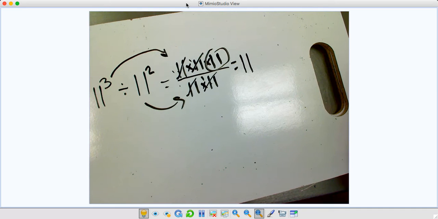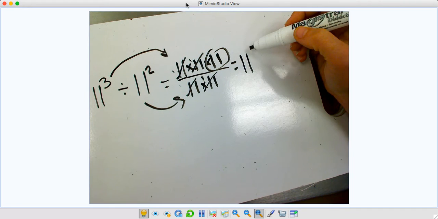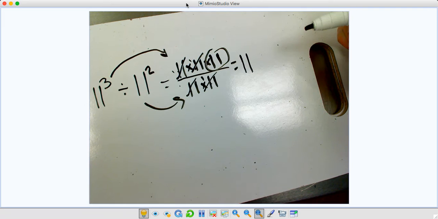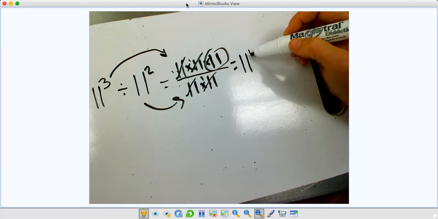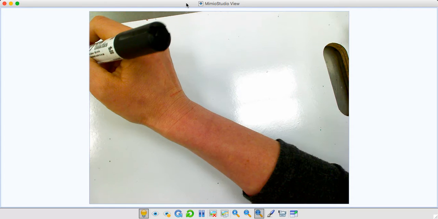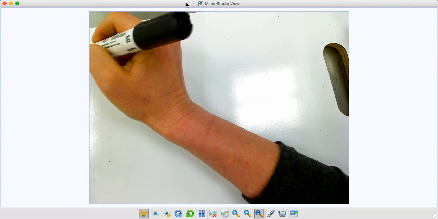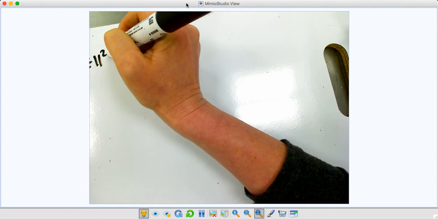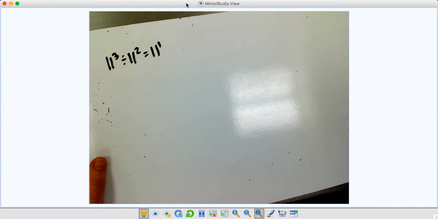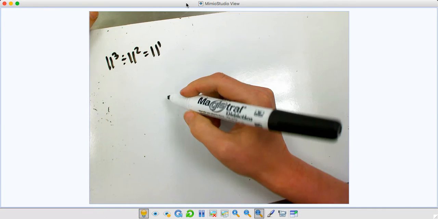And if we do not have an exponent, then we can assume the exponent is what, JP? That's right, 1. So we now know our first clue is 11 to the third power divided by 11 to the second power equals 11 to the first power. All right, clue number 1. Now we're going to try it with some other numbers.